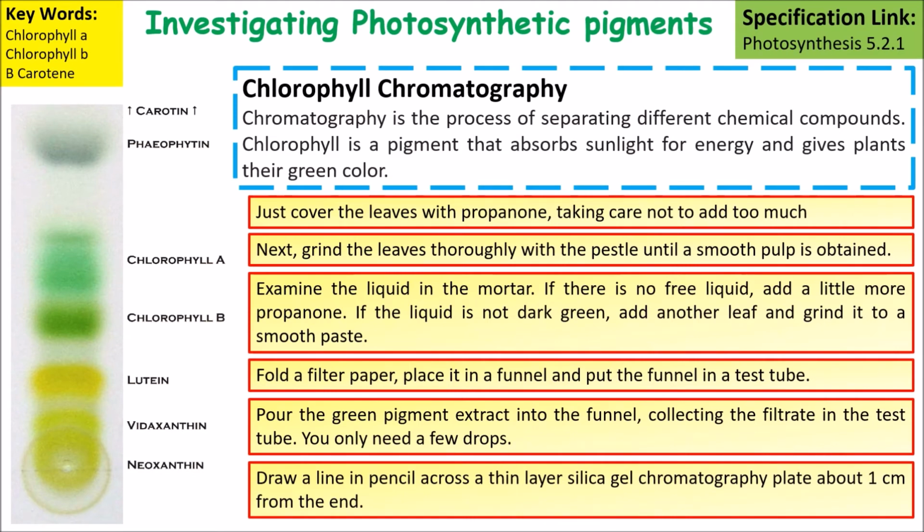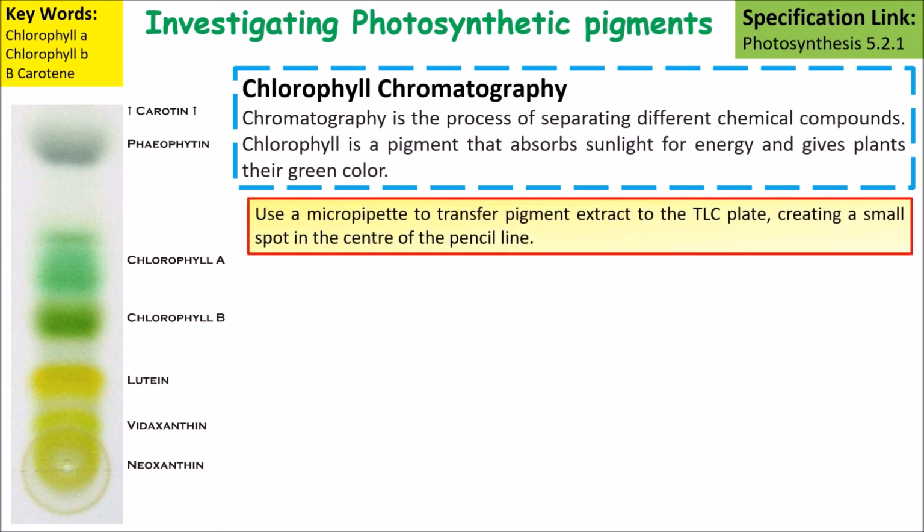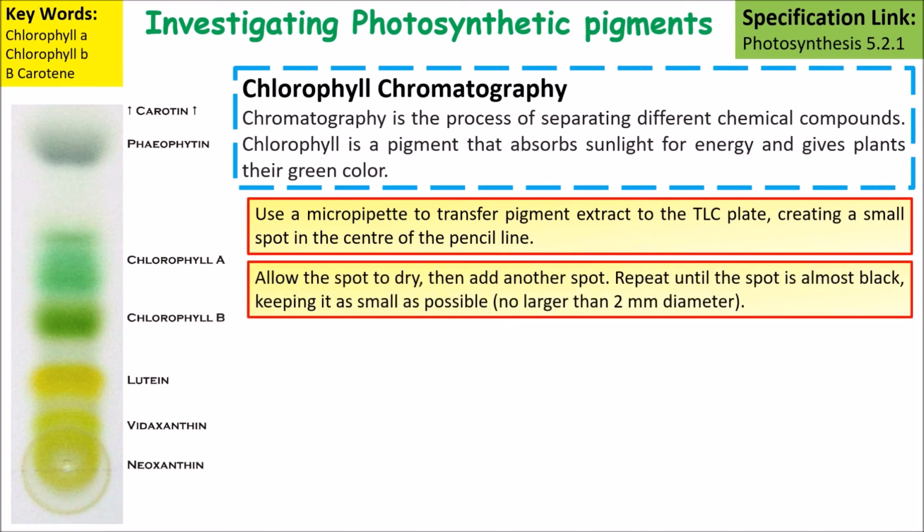We can then start thinking about doing the chromatography. So we draw a pencil line across a layer of silica gel chromatography paper about 1 centimetre from the end. Then use a micropipette to put a small drop onto your TLC plate. Allow the spot to dry, then add another drop. Carry on repeating this until you have a really concentrated drop, but no larger than about 2 millimetres in diameter.